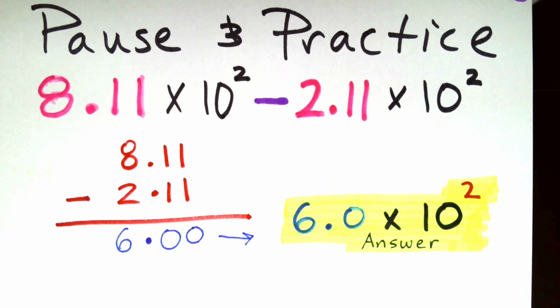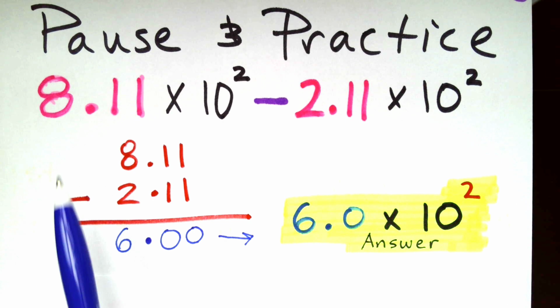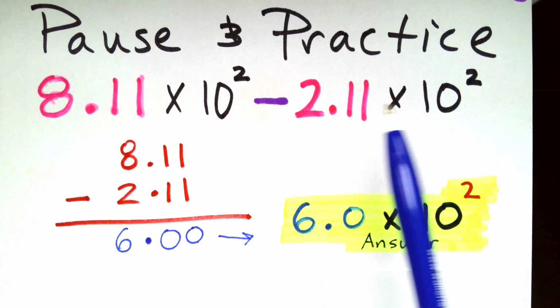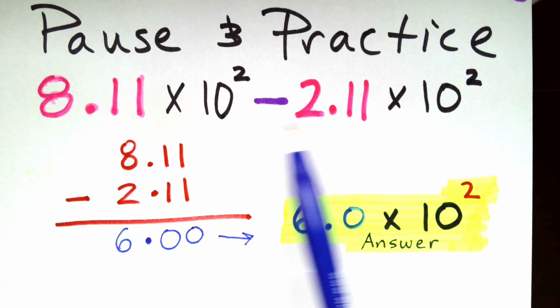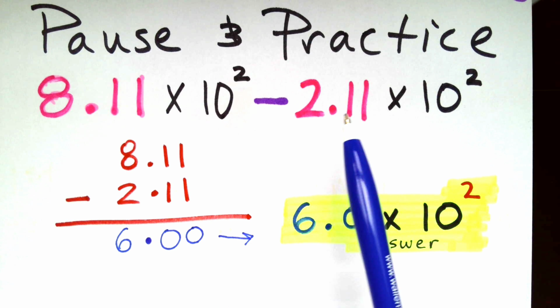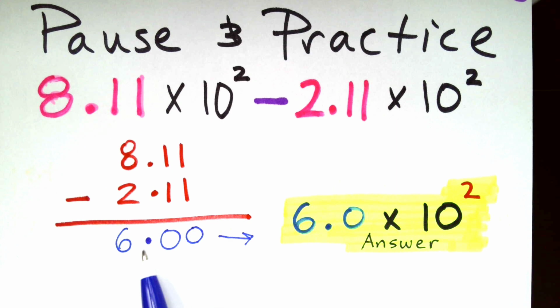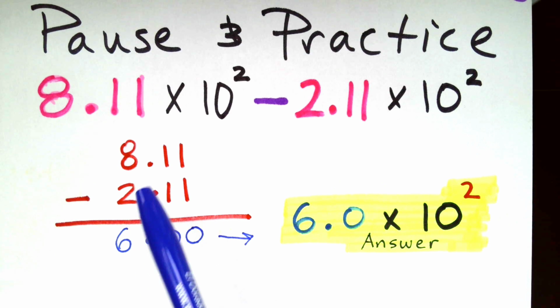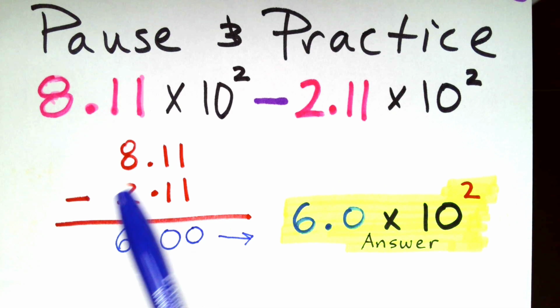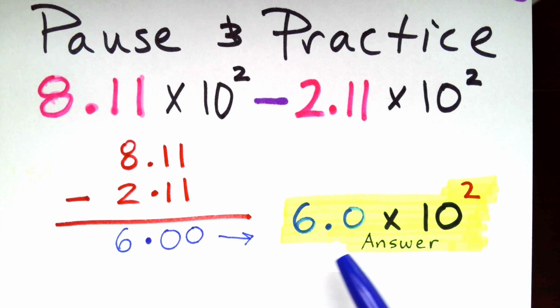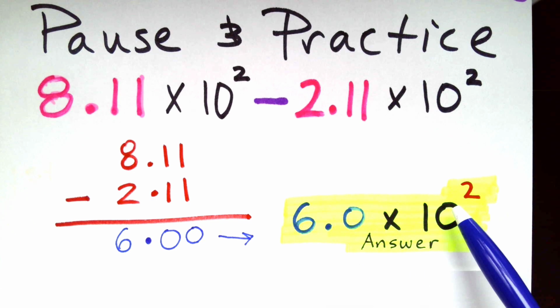Welcome back to the pause and practice here in part 13 video. Here's pause and practice number one. Since we have the same base and the same exponents, we can stack the two coefficients, 8.11 minus 2.11. Remember, we have to keep these decimals lined up even in our answer. So 1 minus 1 is 0, 1 minus 1 is 0, we keep these decimals lined up, and then 8 minus 2 is 6. So our answer is 6.0, or 6 times 10 to the second power.